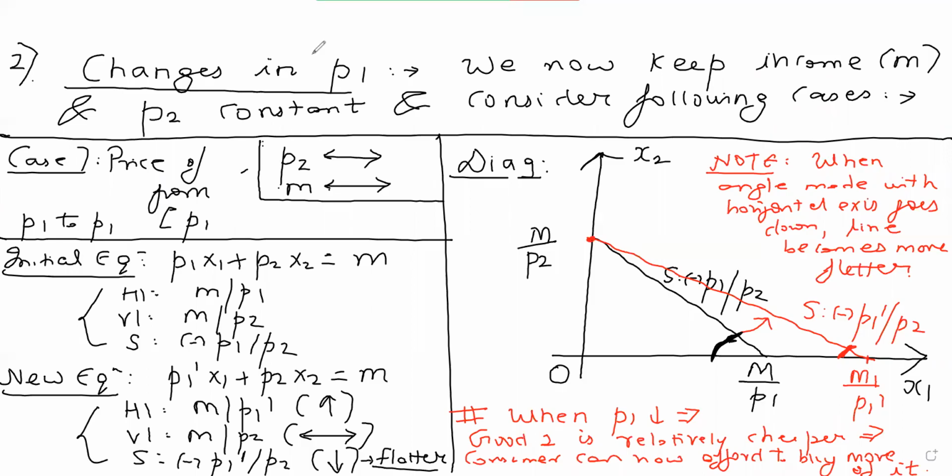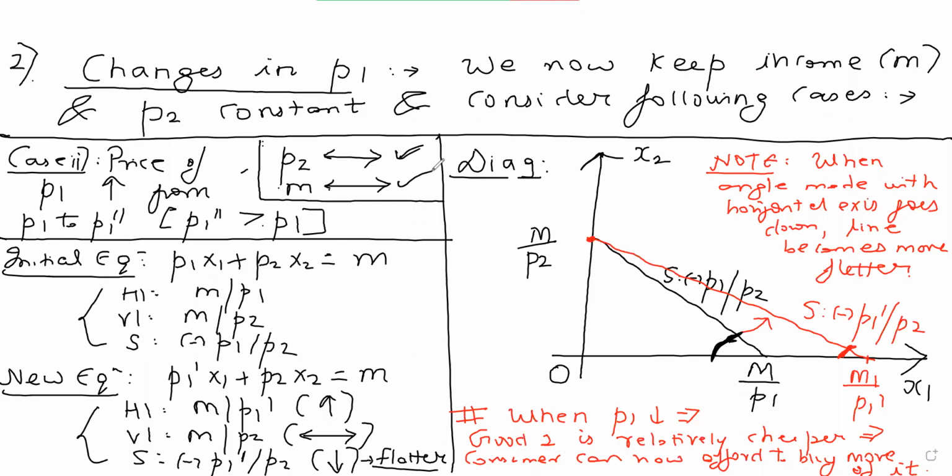So students can pay attention. Price of good one now increases from P1 to P1 double dash. So P1 double dash now is more than P1. We are looking at case number 2. So I'm making some essential corrections on the left hand side of the screen. Case 2, price of good one increases from P1 to P1 double dash. P1 double dash is more than P1. P2 is also constant. Income is also constant.